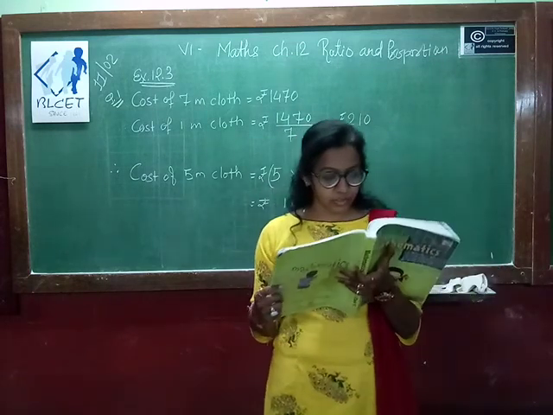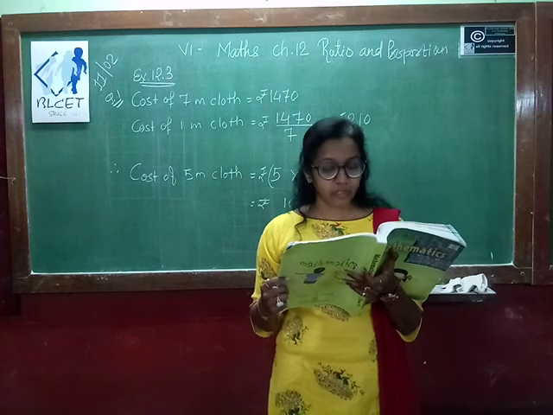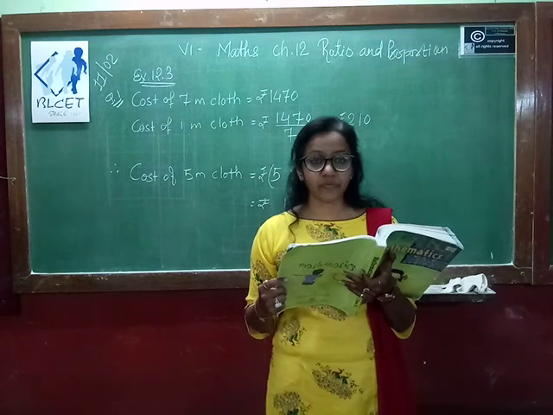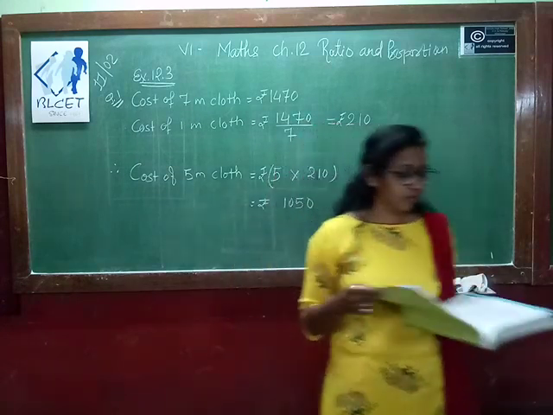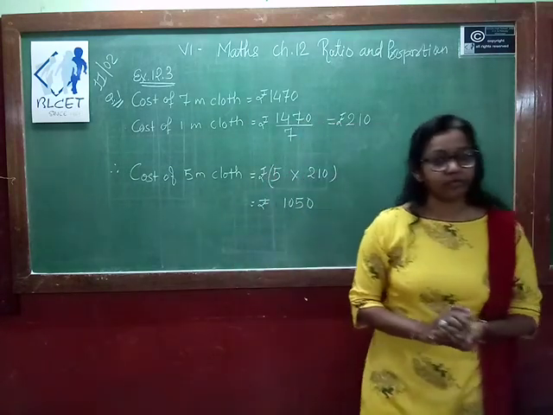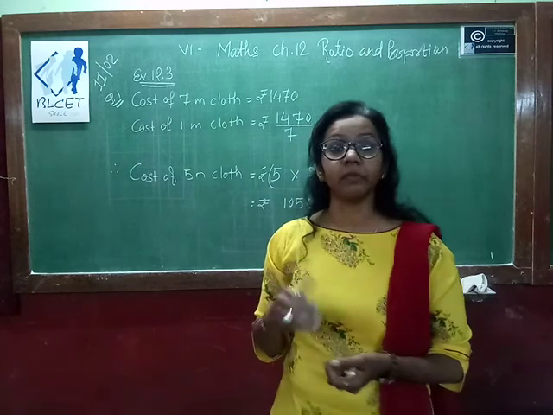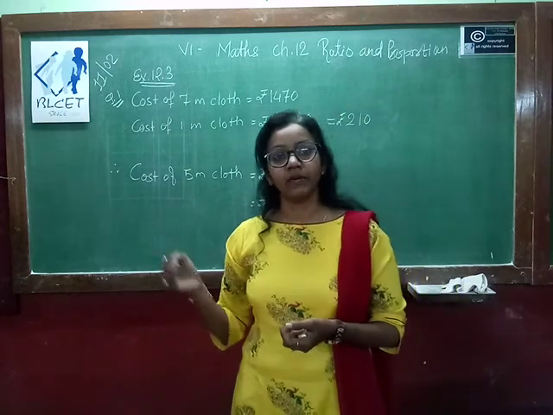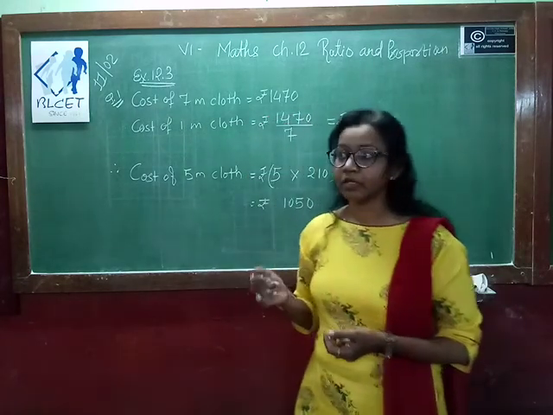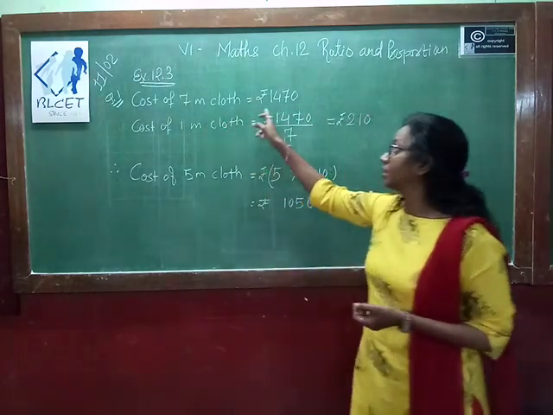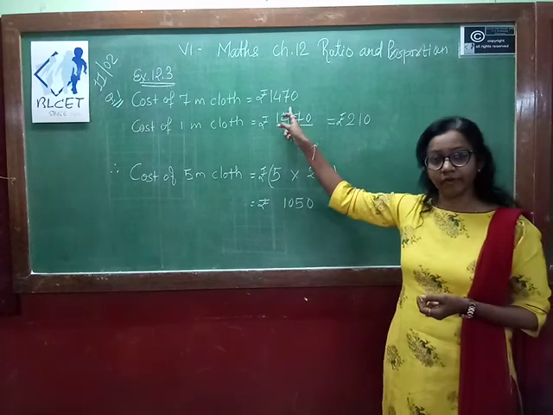So first question is, if the cost of 7 meter of cloth is rupees 1470, then find the cost of 5 meter of cloth. So first of all we find the cost of 1 meter cloth. Then whatever answer we are getting, we can directly multiply with the 5 meter. So what is given? Cost of 7 meter cloth is rupees 1470.